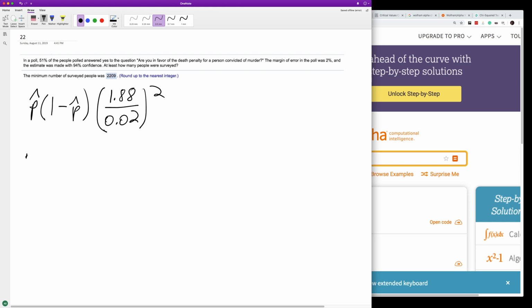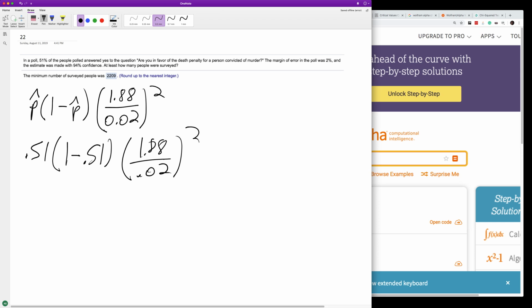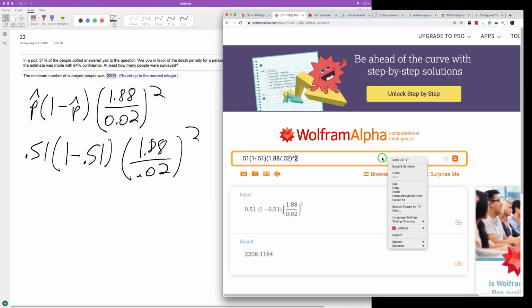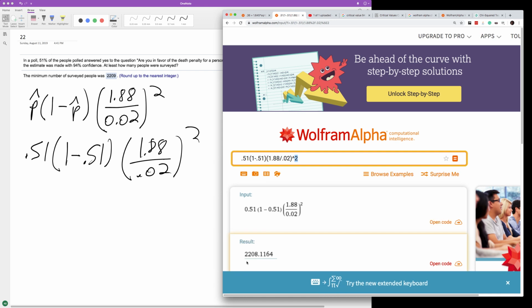So this ends up being 0.51 times 1 minus 0.51, times 1.88 over 0.02 squared. So 0.51 times 0.549, and what we end up with is 2,208.1164. We want to round up to the nearest integer, so we end up with 2,209.